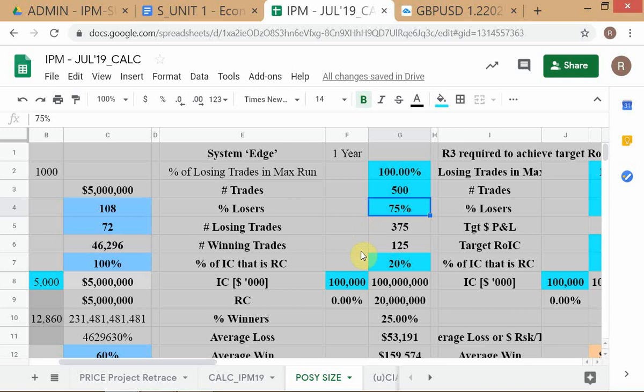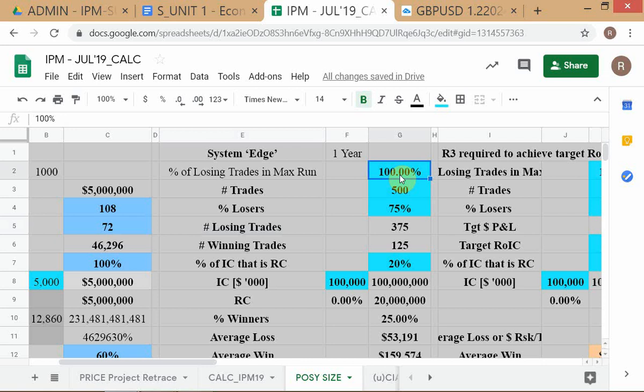We're going to assume 75% losers. Okay, so which means the number of losing trades is, you can see, the number of losing trades is percentage losers times number of trades. Okay, so I'm expecting this many losers. Now what I'm going to assume is, here you see that I put in this, the blue ones are for user input. I put in this as 100%.